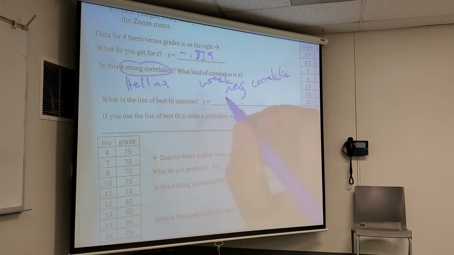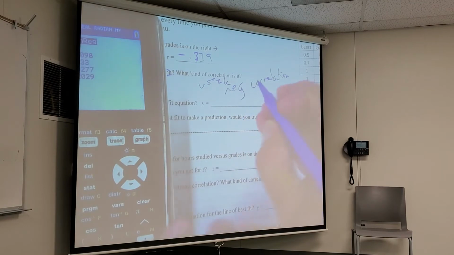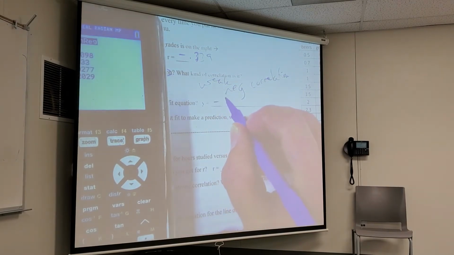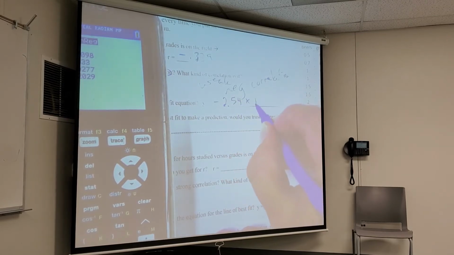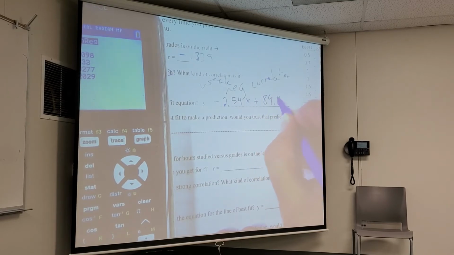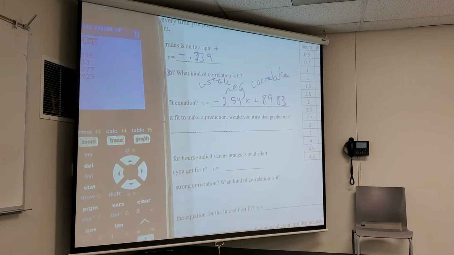What's the line of best fit equation? See, it's about negative 2.54, right? X plus 89.83 roughly, right? Yes. How would I put that in the calculator?